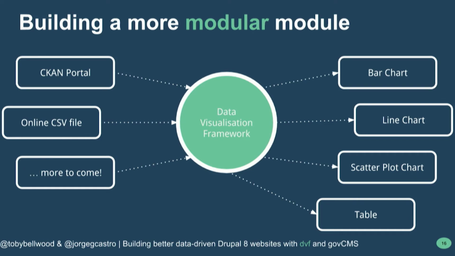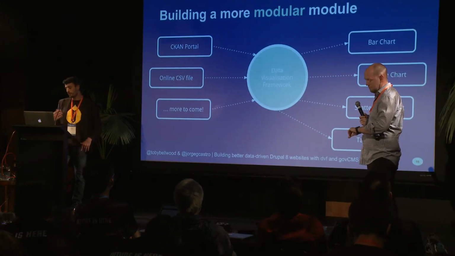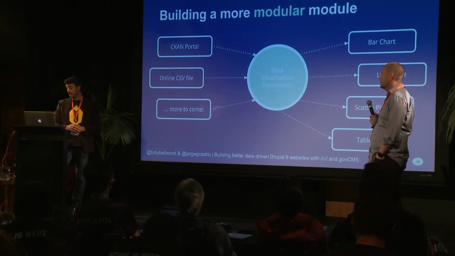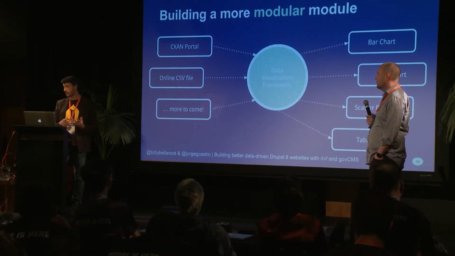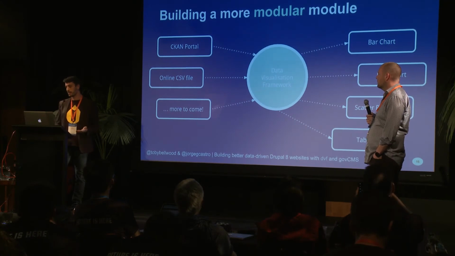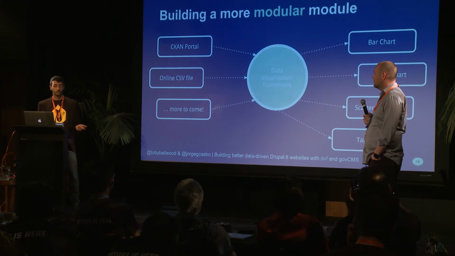Cool. So just going to talk about how we re-engineered the module to be flexible, to allow different data sources, to allow different libraries, I suppose, as well. So we are leveraging the Drupal 8 plugin system. So what we did was we created what we are calling data source plugins, and CKAN dataset is just one of them. Online CSV file is another one as well.